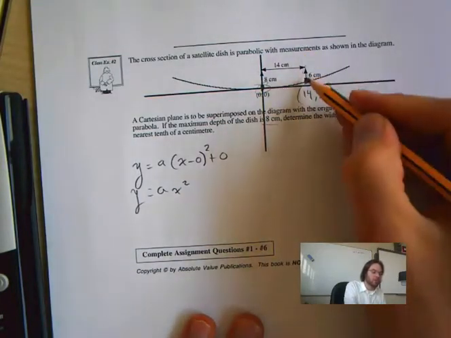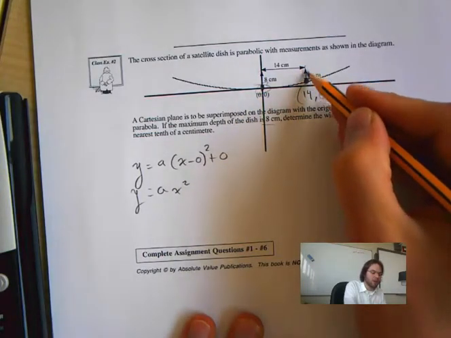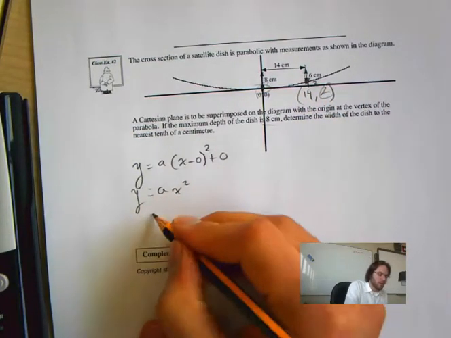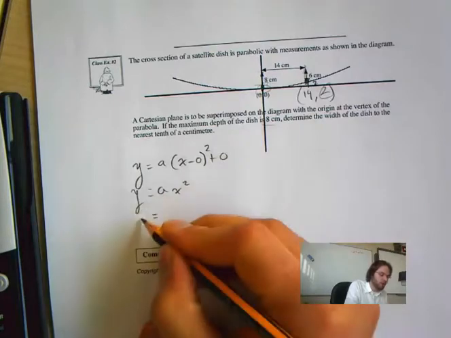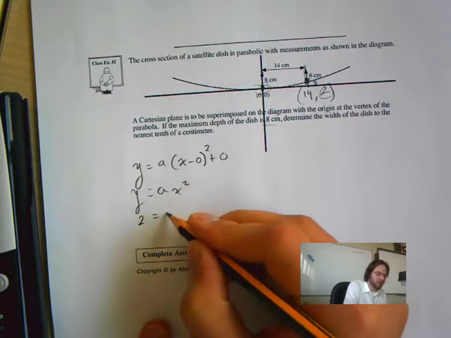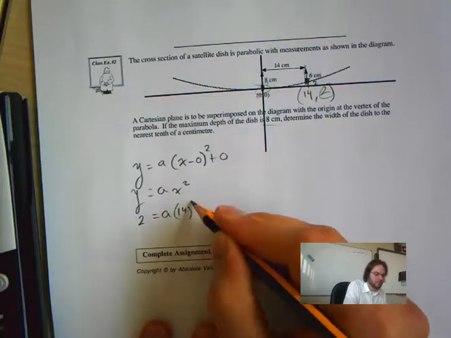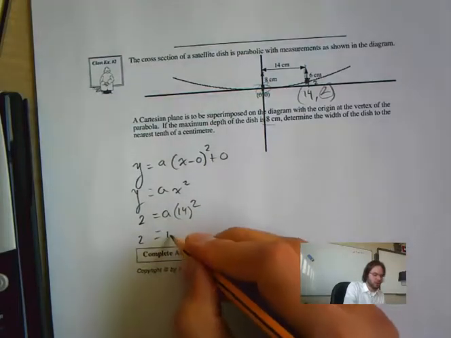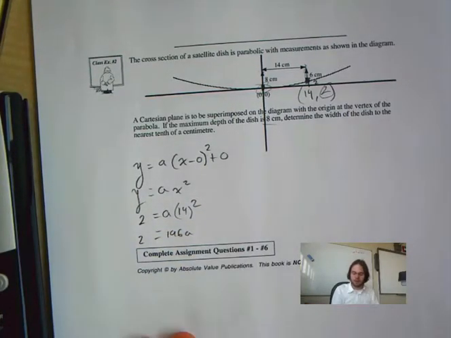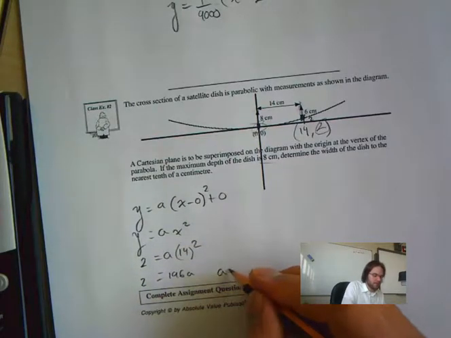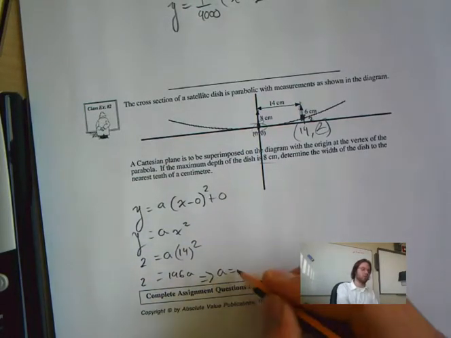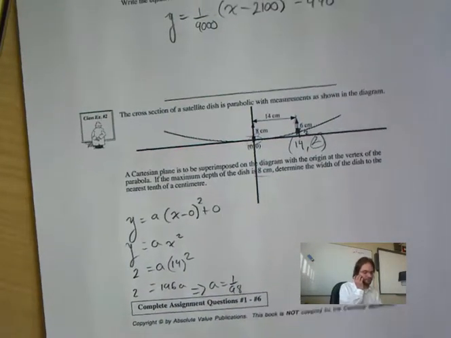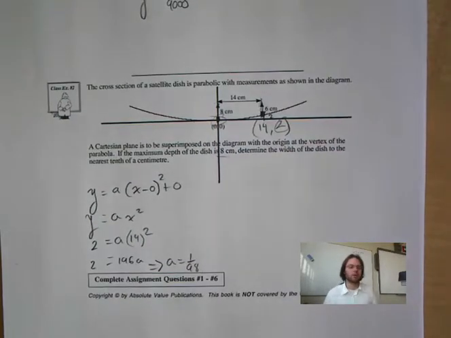Now remember how I got the 2? Because if it's 6 away from this part here, which is 8, then this distance here is only 2. So I have my y value, I know on this graph, my y value is 2, my x value is 14. Okay? So when I do this, I'm going to get 2 is equal to 196a. So in other words, a is equal to 1 over 98. Okay? If you plug that in a calculator, you're going to get that.